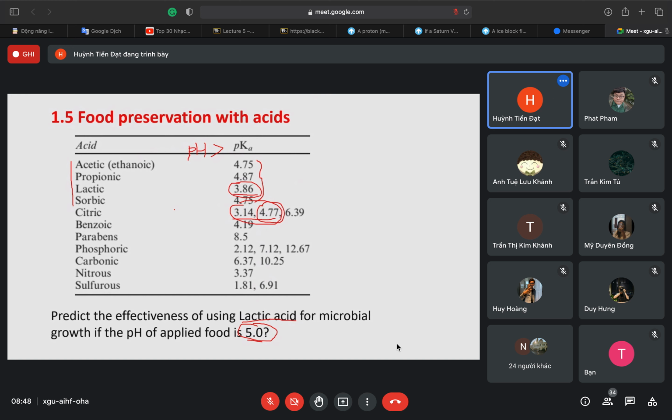Understand? So if you have a pH of, for example, 3 point something, in between here, then the first carboxyl group of the citric acid will be dissociated. But here 5 means it is over even the second pKa. So 2 groups are dissociated. Only the third group can maintain.